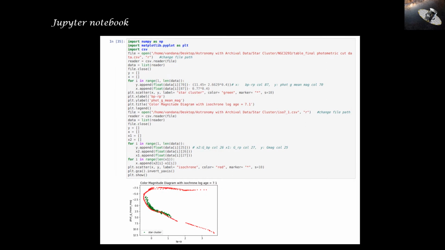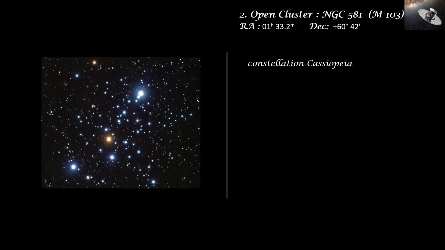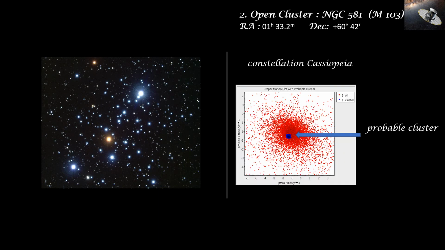Here I have used a Jupyter notebook to plot the color magnitude diagram of the cluster data and fit the isochrone of log age 7.1. I proceeded in a similar way to analyze the open cluster NGC 581 in the constellation Cassiopeia. This proper motion plot shows in blue the probable cluster that has been identified.